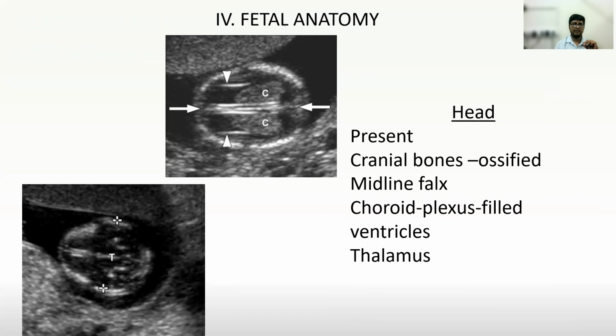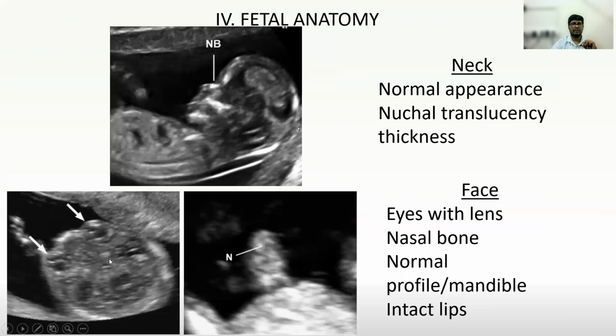We should have a midline falx cerebri, which is in the interhemispheric fissure region. We should see lateral ventricles, which are filled with choroid plexus and are echogenic. At a later date, we can see the thalamus on either side of the interhemispheric fissure, and along with the tentorium, it forms an arrow sign. These are the few structures we should be looking at in the fetal head in the first trimester screening.